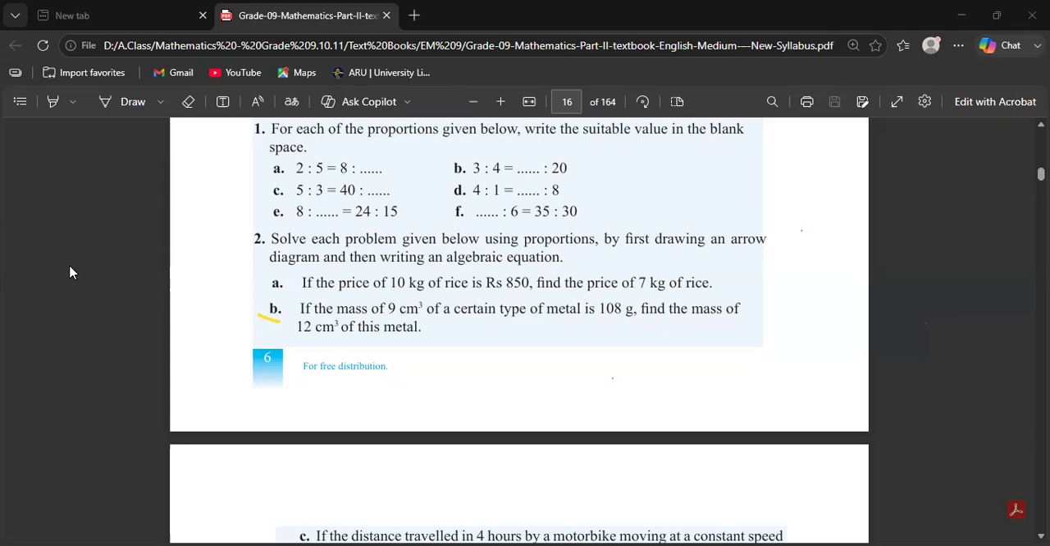Here, if the mass of 9 cubic centimeters of a certain type of metal is 108 grams, find the mass of 12 cubic centimeters of the metal. 9 cubic centimeters, 108 grams. 12 cubic centimeters.